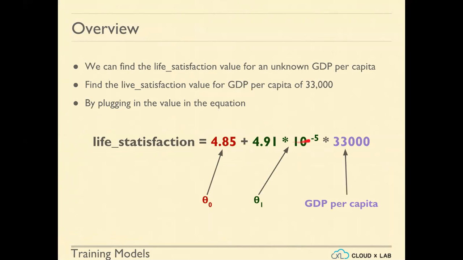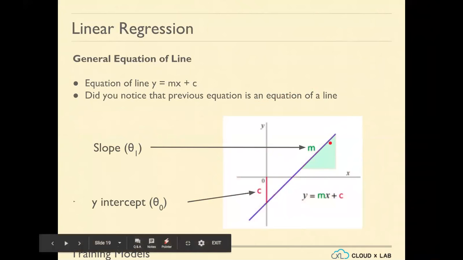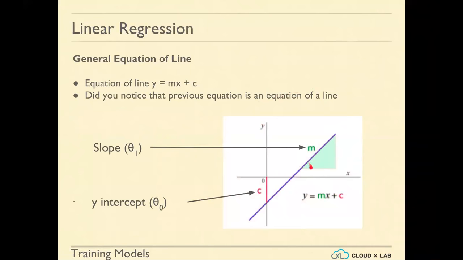By plugging in various values, we can always calculate this. So the general equation of a line used to look like this. We draw a line here and we call it y equals mx plus c. M is the slope of the line. How much slanting is the line? M is that measure of slope.